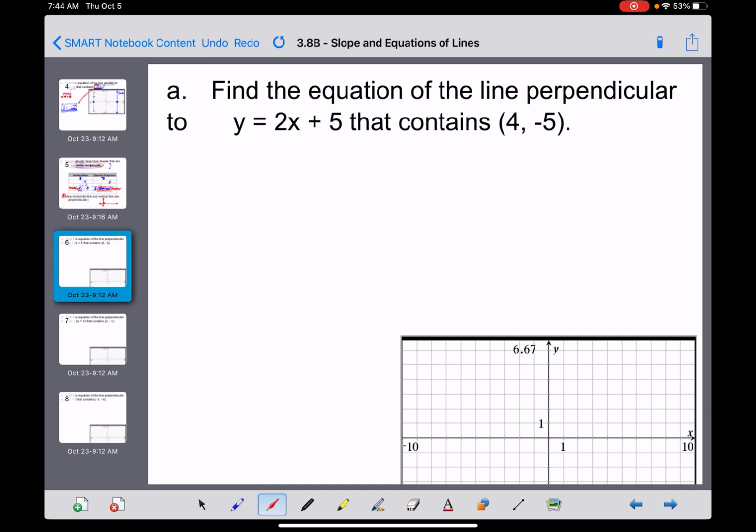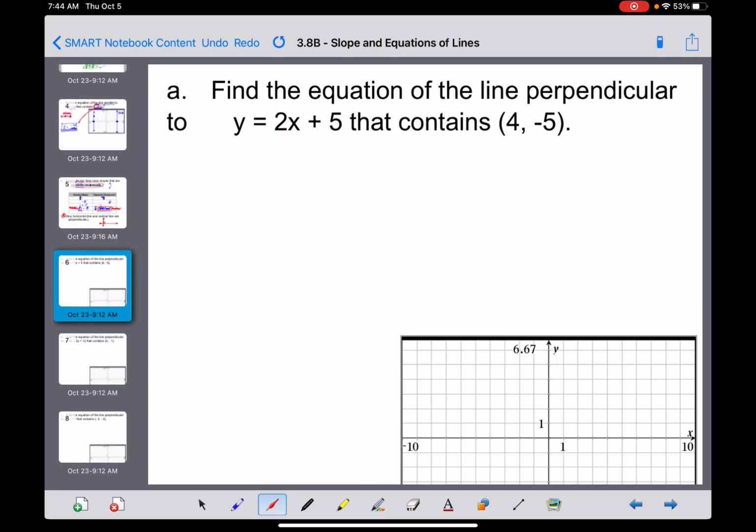Okay, let's see, I think 3 examples, guys, and then we're about done. So here goes. Find the equation now of a line perpendicular to y is equal to 2x plus 5 that contains the ordered pair (4, negative 5). Now, we got lucky here, just like we did on the first one. The equation was given to us in slope-intercept form. So the whole point of getting that line is to know that the slope of this line is equal to just 2.